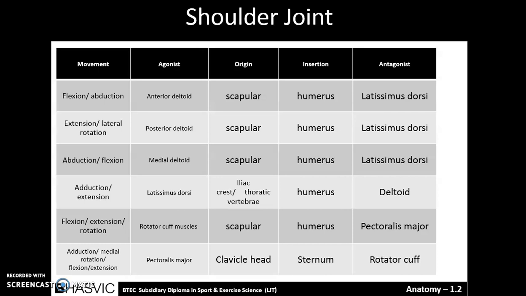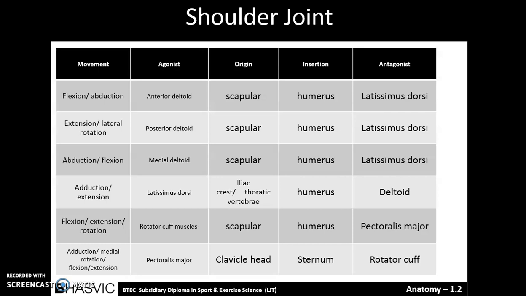In the deltoid, there are three different muscles: the anterior deltoid, posterior deltoid, and medial deltoid. These all originate at the scapula, as it doesn't move there, and they insert at the humerus. The anterior deltoid helps with flexion and abduction. The posterior deltoid helps with extension and lateral rotation. However, the medial deltoid helps with abduction and flexion.